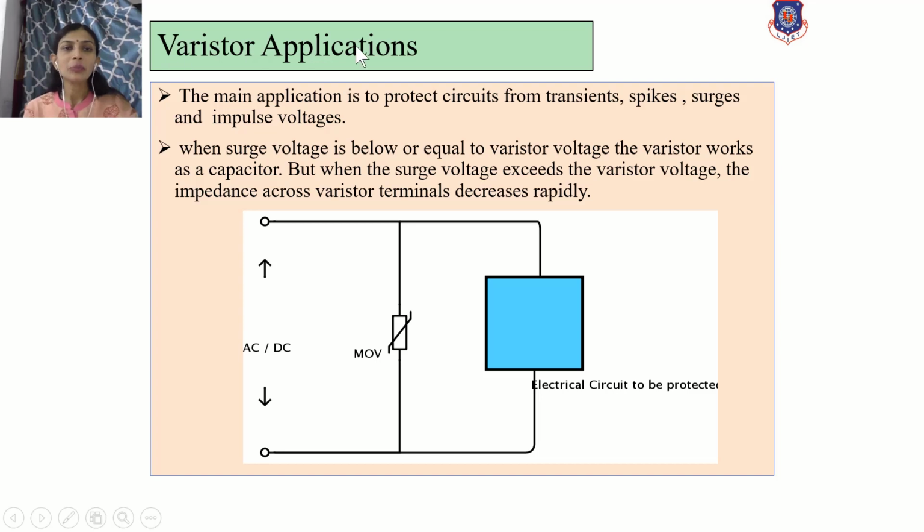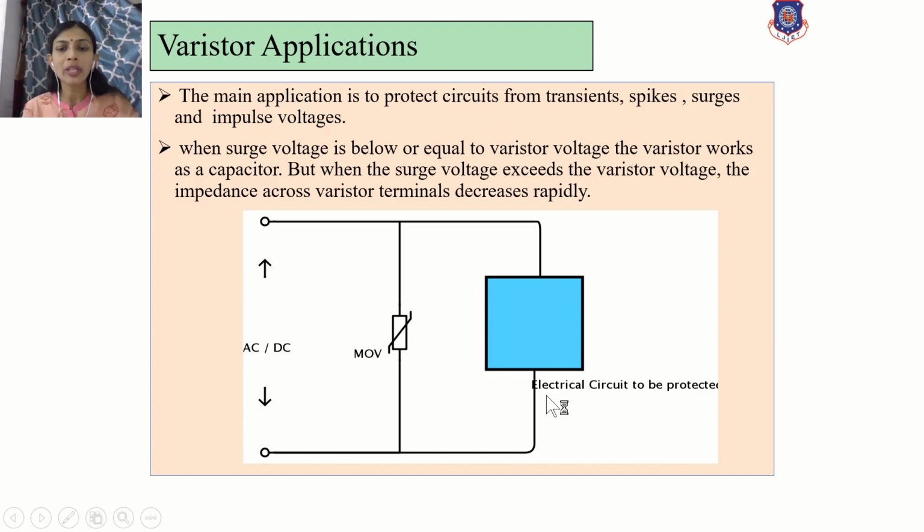Varistor application. Now we will continue with the main portion of this varistor, that is the application. In previous lectures we have also discussed that the main application of a varistor is to protect the circuit, right? So how does it protect? Any circuit that you want to protect, just connect the varistor in parallel with that circuit. So look at this.